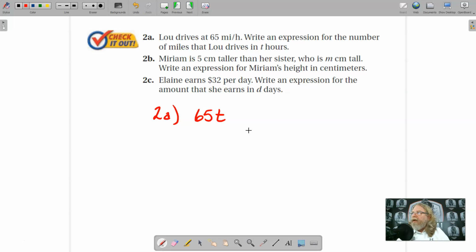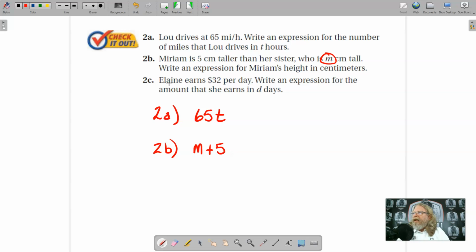Lou drives. Next, Miriam is 5 centimeters taller than her sister, who is m centimeters tall. Write an expression for Miriam's height in centimeters. So let's go ahead and put 2b here. In this case, Miriam is 5 centimeters taller than her sister, and her sister is m centimeters tall. So that's going to be 5 added to m. So we would do m plus 5.